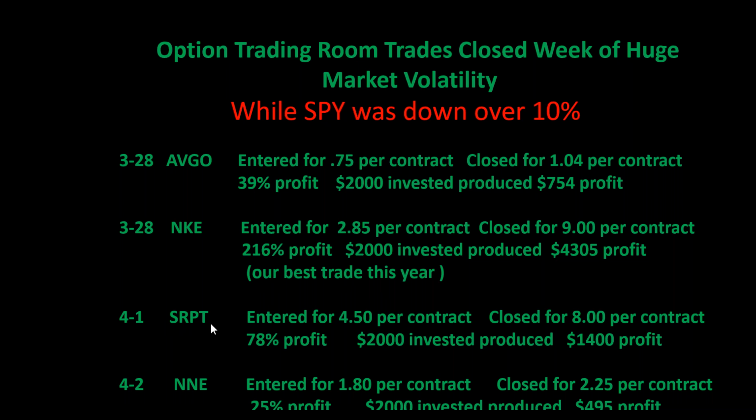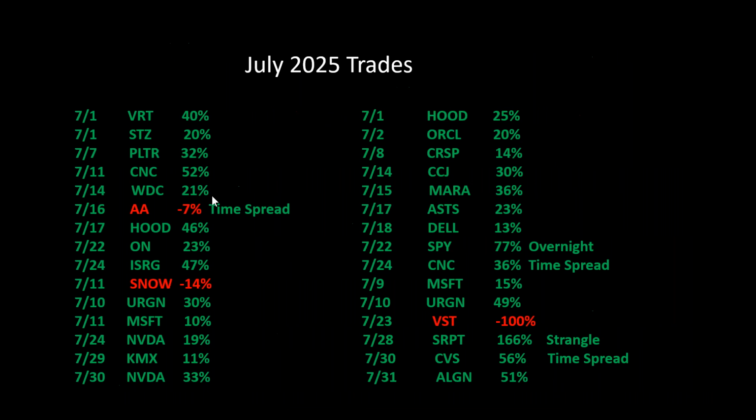We also had Sarepta on, $450 a contract, closed for $8. That was a 78% profit. And we had NNE on short, entered for $1.80 a contract, or 180 bucks, closed it for 225, 25% profit on that. Those are the only 4 trades we had on in the room and on the alert service during that particular period of time. It was very, very volatile, if you remember it.